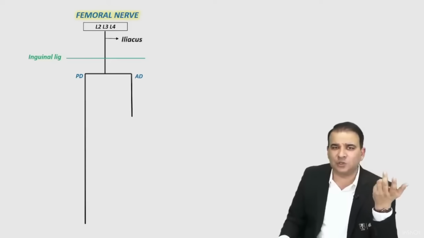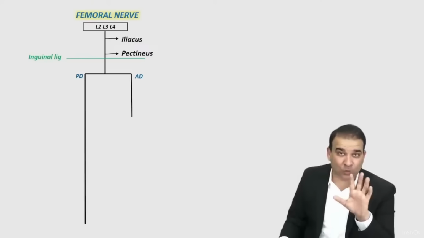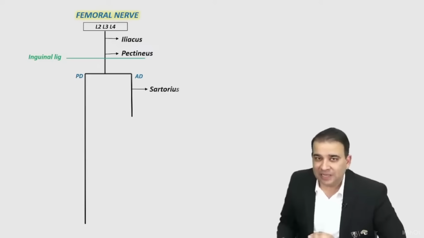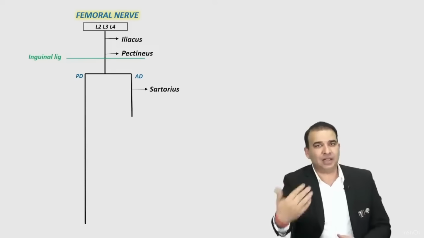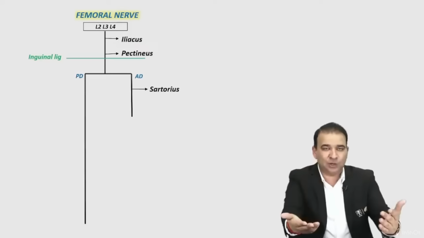First of all, the trunk supplies two muscles, iliacus and pectineus. The two muscles supplied by the trunk of the femoral nerve are iliacus and pectineus, and not psoas major. Be careful. It's iliacus and pectineus. Anterior division supplies the sartorius muscle. And see, the name says anterior. Anterior means you have to think of the front. Anterior division supplies the sartorius muscle, and what you can think is more anterior to sartorius is skin only.